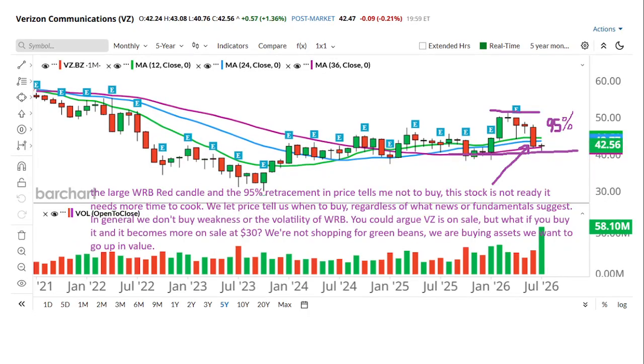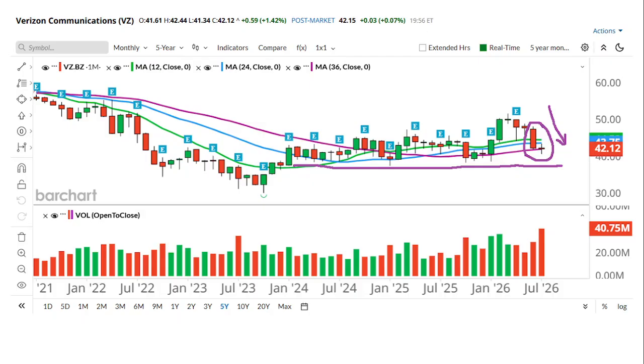And here's where it's at today. Not only did it put in that wide range bar, but now it looks like in July the selling continues. We still have more red volume coming into the stock. It just looks like Verizon simply can't get out of its own way. And this consolidation here looked pretty good.